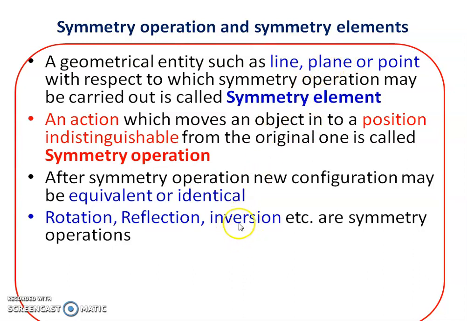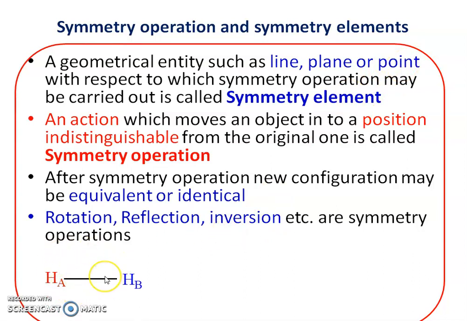And inversion means exchange of positions, like that. Inversion is done along the point, or with respect to a point. So for inversion type of symmetry operation, the corresponding symmetry element is a point.